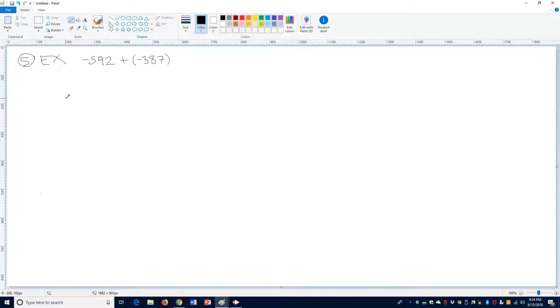Fortunately, number 5 is going to be quick because I think it just wants to check that you know your integer operations and you know how to borrow. So for the example for number 5 here, we have negative 592 plus negative 387.